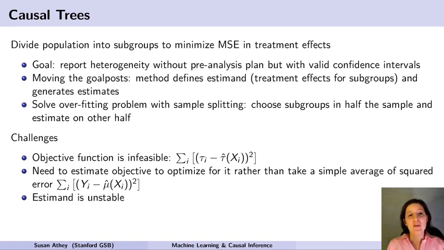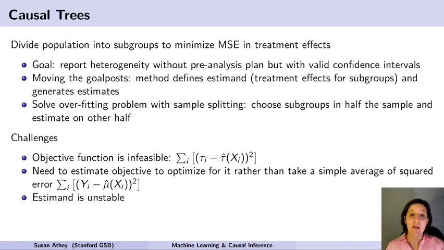We're going to use the data to define the problem, the estimand, because we're going to use the data to figure out what the subgroups are. And then second, estimate treatment effects for these data-defined subgroups. We're going to solve the overfitting problem with sample splitting.